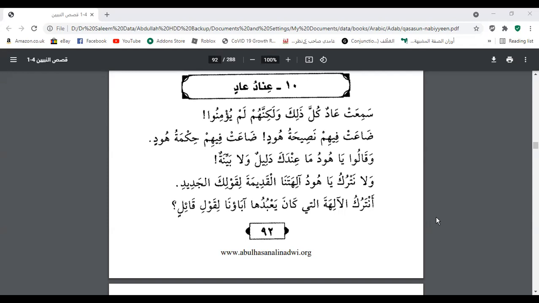And we would not abandon, O Hud, aliha. Aliha is plural of ilah. So we would not abandon our old ancient gods. Alihatana al-qadima. لقولك الجديد. For your new statement, something new that you come with, your novel idea, your innovated statement, something that you just created now, which is completely new and has never been there. This is what they're claiming.